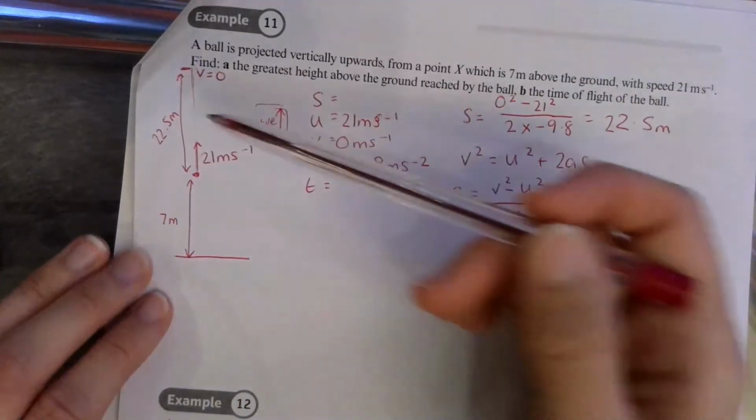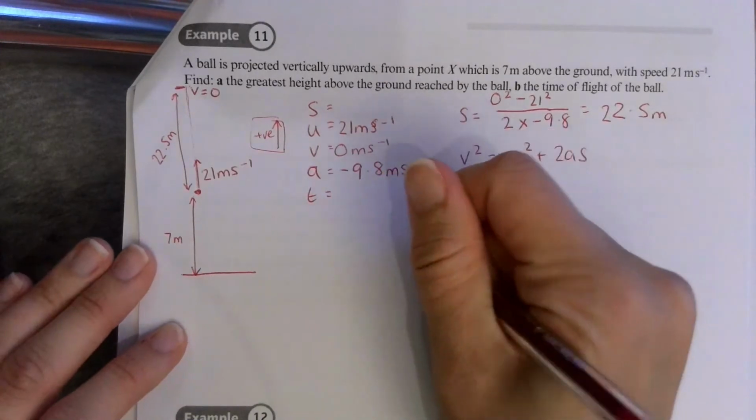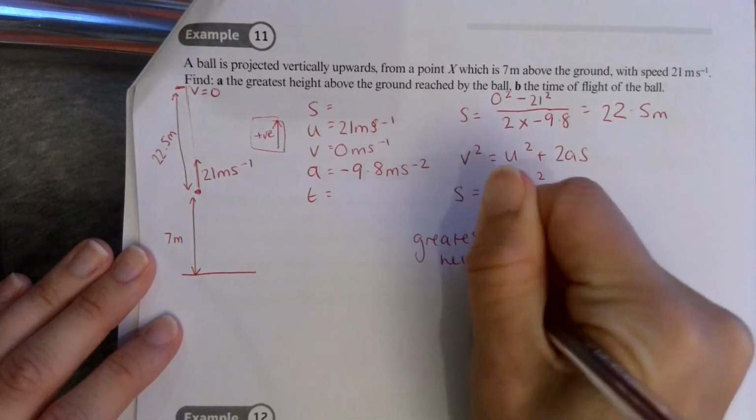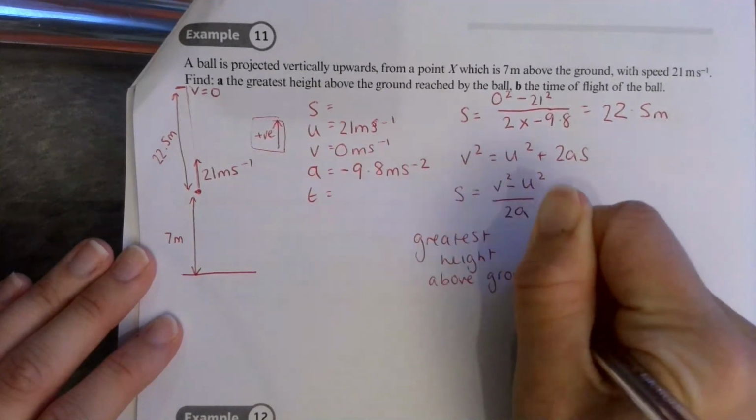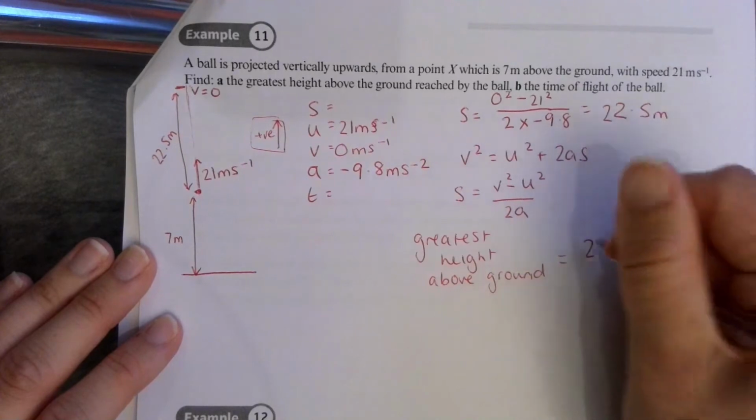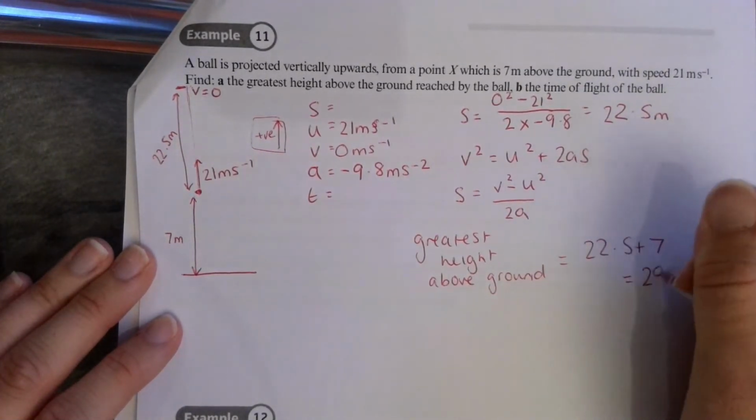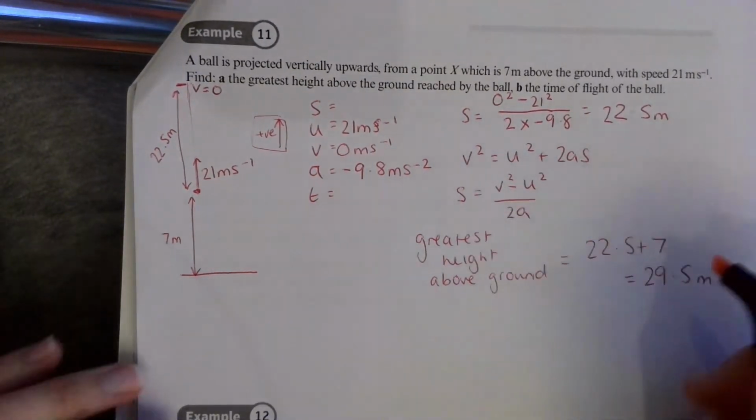But to find the height above the ground, I need to add it on to the 7 meters. So the greatest height above the ground is going to be 22.5 plus that 7. So that gives me 29.5 meters. That's my greatest height above the ground.